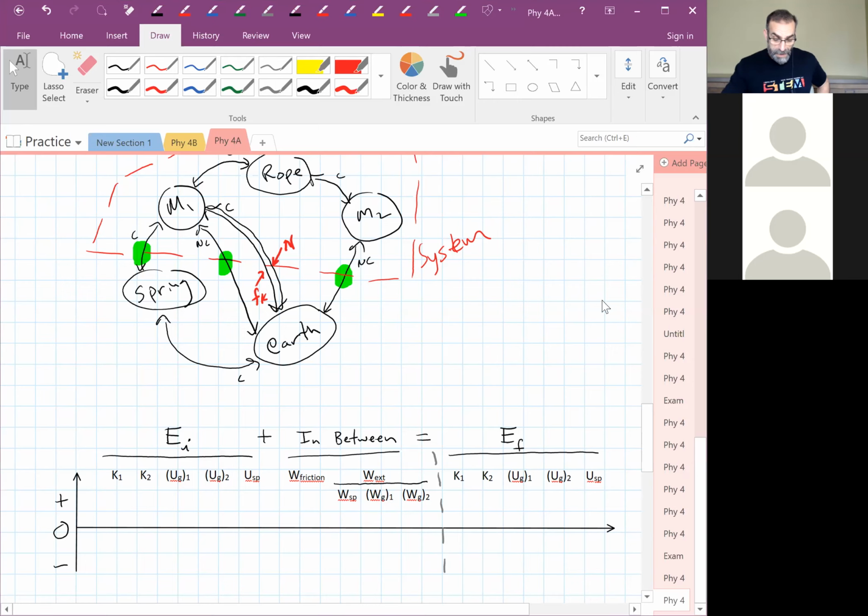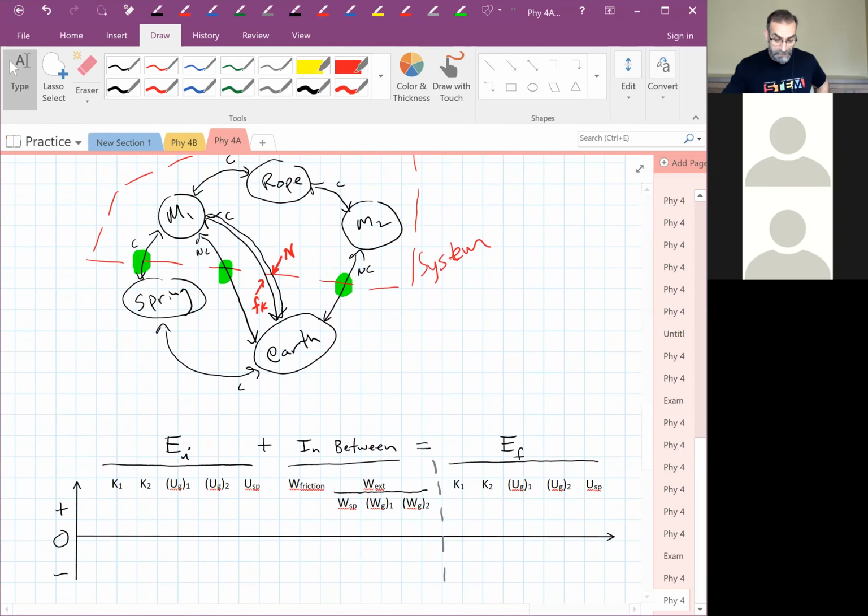We'll start with kinetic energy. Anything moving at the beginning? No. So no kinetic energy, block 1 or block 2. Are they moving at the end? Yes. Then they have kinetic energy. Kinetic energy, always positive.